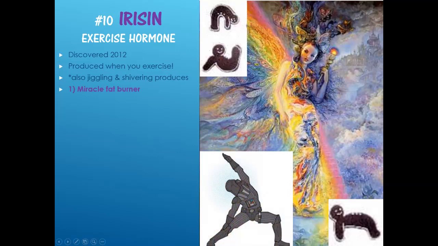It's a miracle fat burner. And look at those guys, they're doing their yoga. It turns white adipose storage into brown adipose, whatever that all means. White adipose is your storage fat, and brown adipose is what you burn when you're doing exercise. So it actually changes your adipose from white into brown, apparently. It promotes apoptosis, which is death of cancer cells.